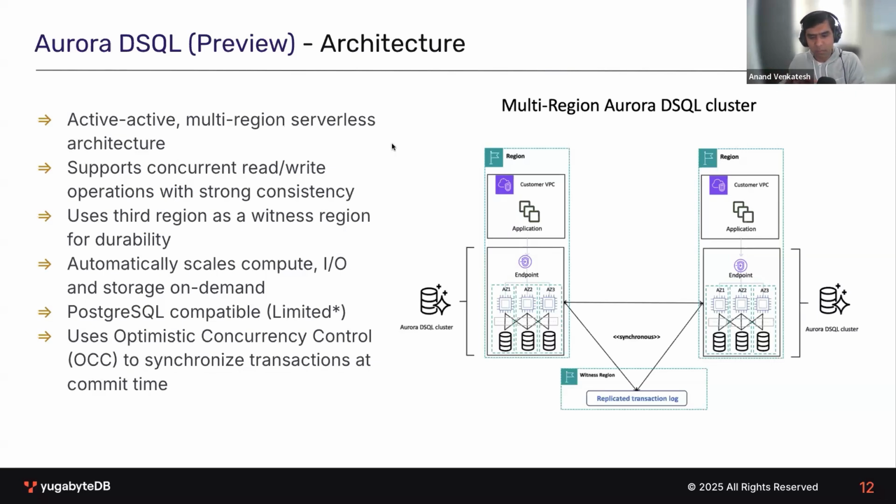And also DSQL supports ACID transactions with strong read-write consistency across regions. That is a considerable improvement from Limitless. This service has limited Postgres compatibility due to its design choices and trade-offs. We will discuss it in much more detail in upcoming slides. It uses optimistic concurrency control. It means if a conflict happens, such as multiple concurrent transactions updating the same row, it processes the earliest commit time transaction and rejects all other transactions.